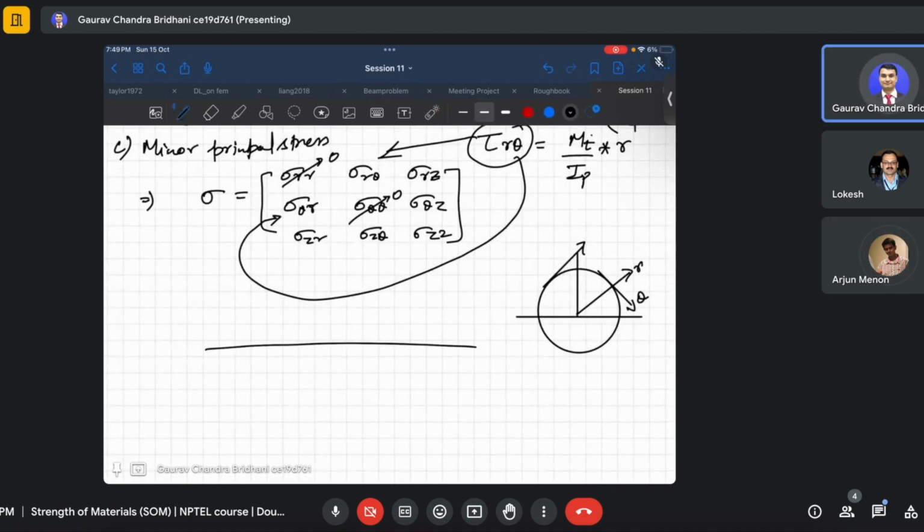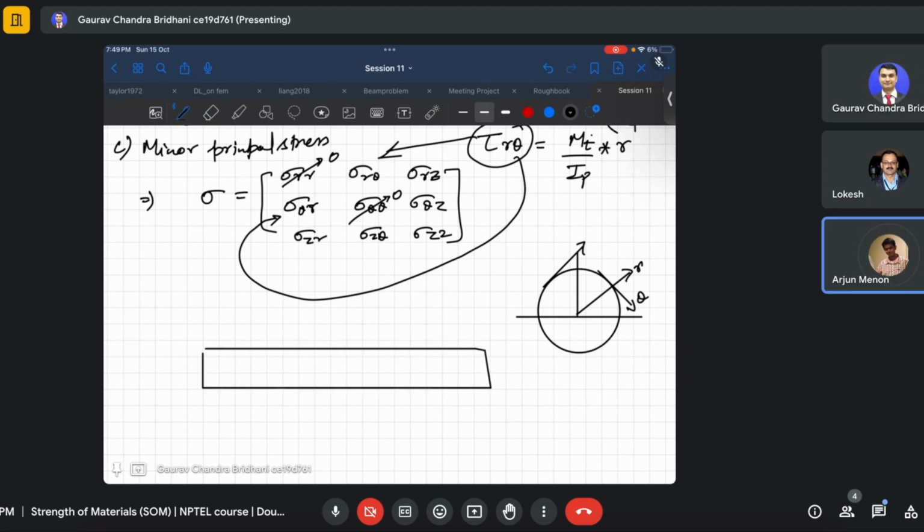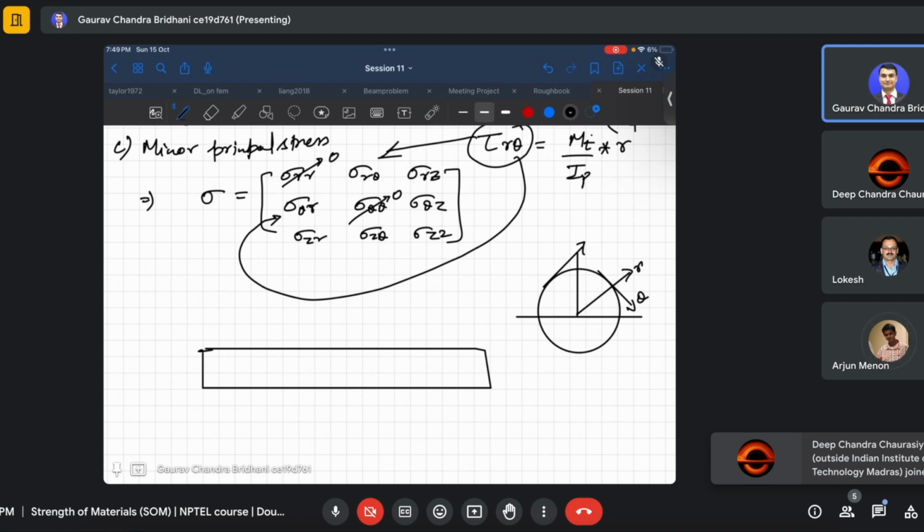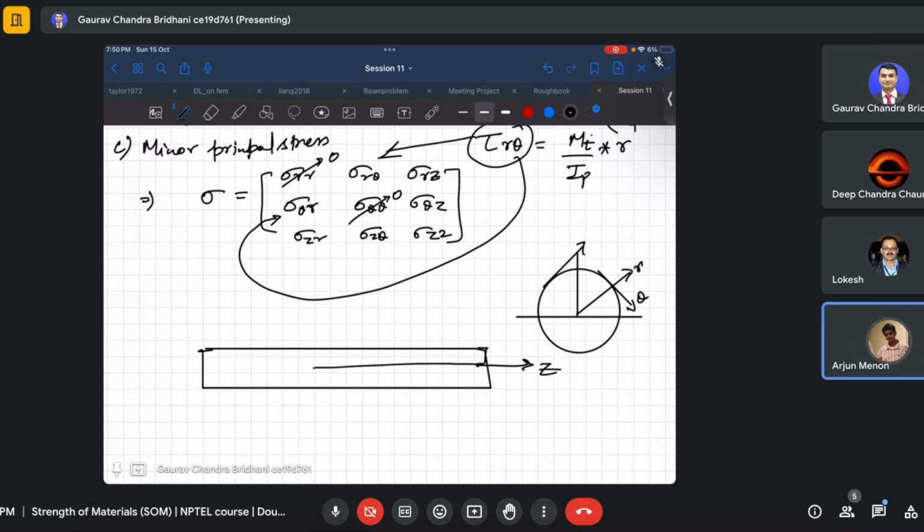So some rectangular portion will come something like this, and we will have this direction as z and this direction as r.